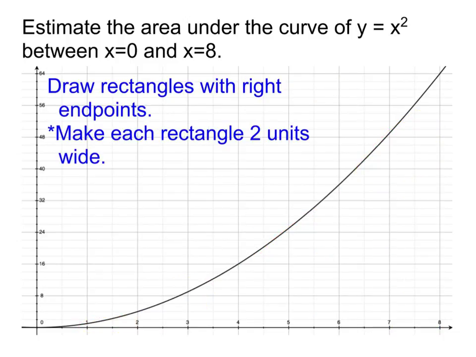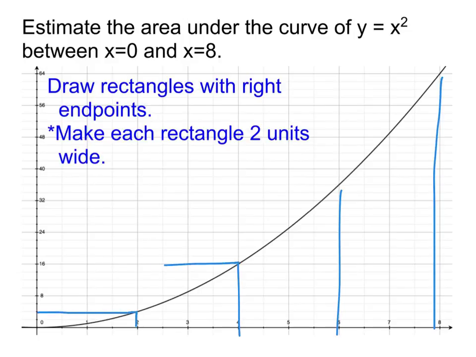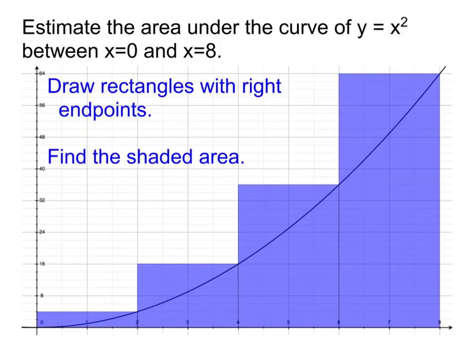Now I can also do the same kind of thing, drawing rectangles with right endpoints. So again, that means I go over every 2 still, so I'm still going to go at intervals of 2 units. The difference in this case is that if they're going to be right endpoints, that point is the right side of my rectangle. So I end up drawing the rectangles with that as the right end. Okay, please find this shaded area now.